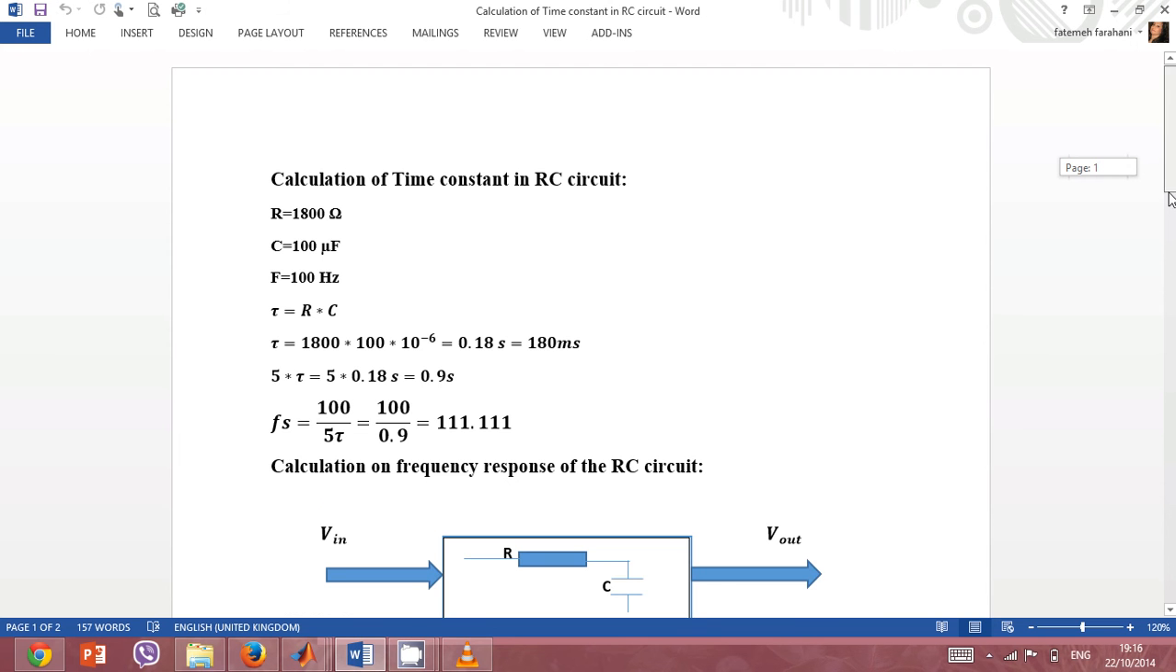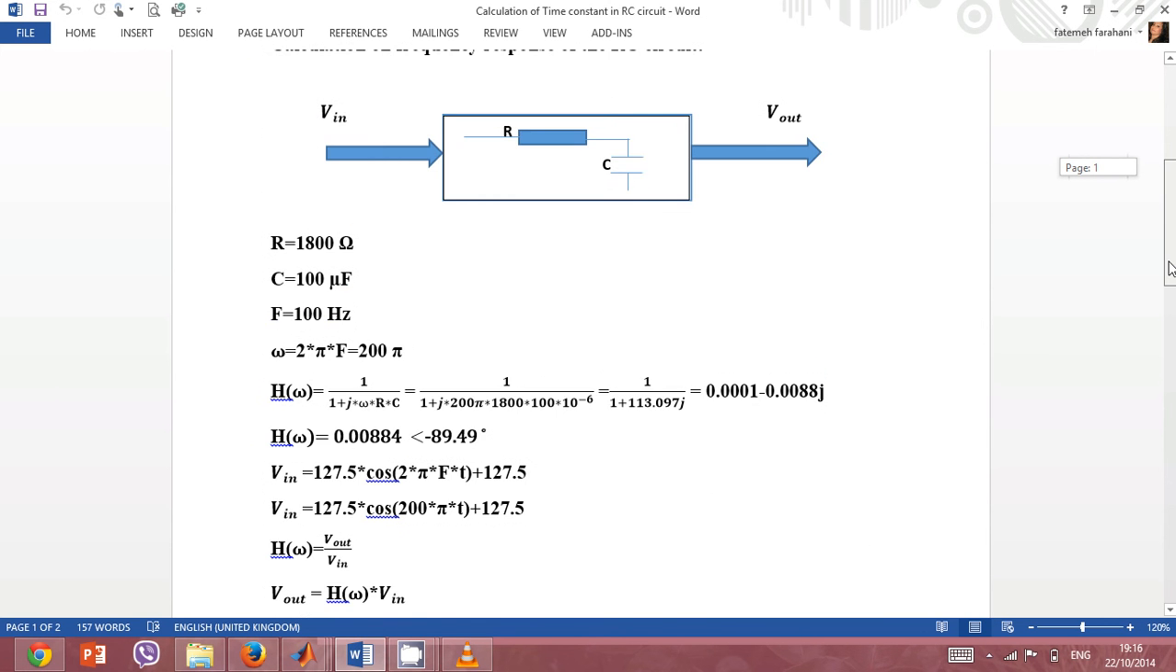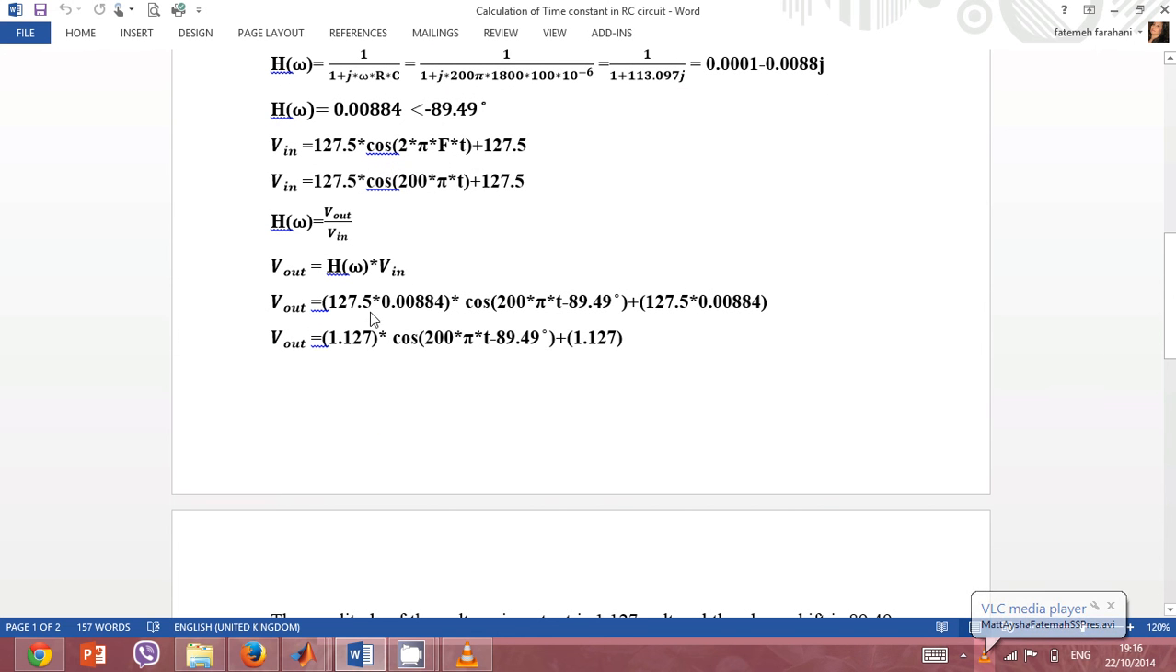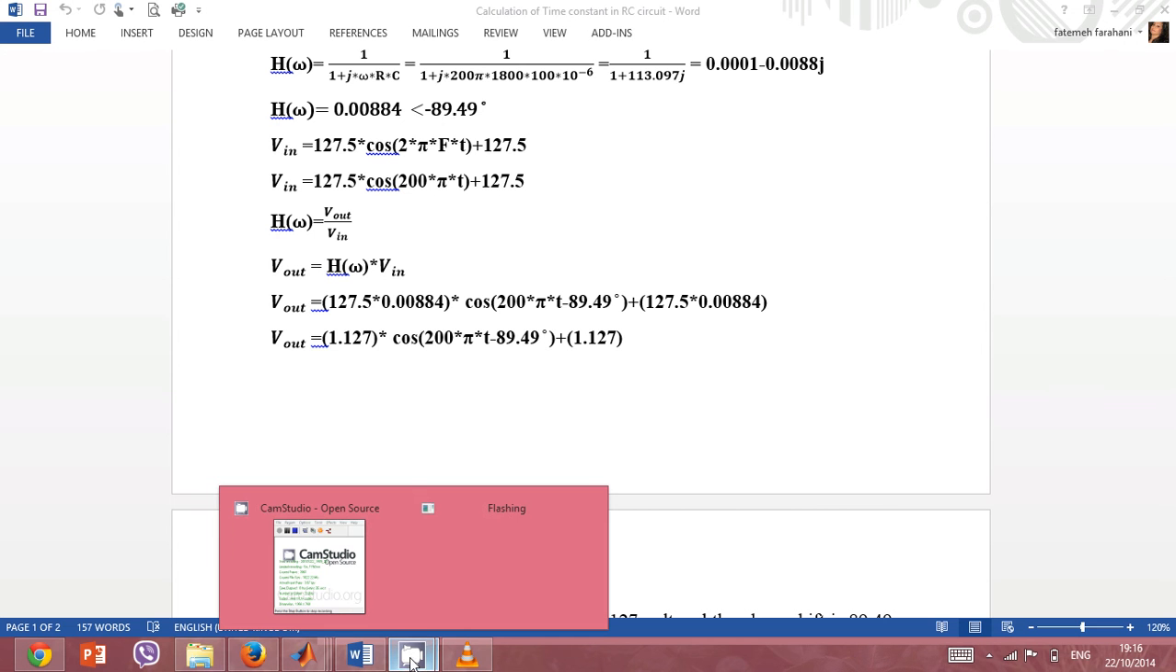And this is the calculation for the frequency response, which we got from this resistance, C and F, which we use these numbers, and we got this H as 0.0088 at this angle minus 89.5, and V in which we use this equation, and then from this response we got this as output, which shows the amplitude is changed, and then the phase, which is minus 89.5, and then the frequency is the same. This all is in this project.